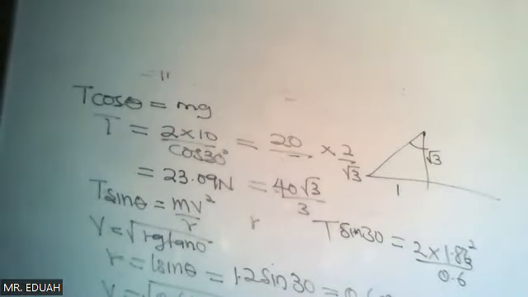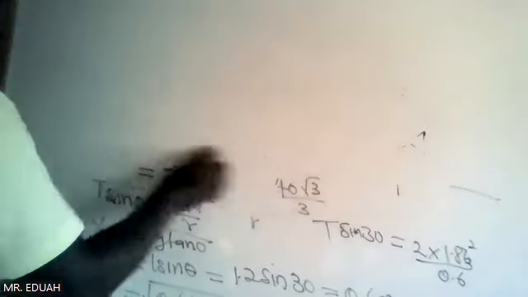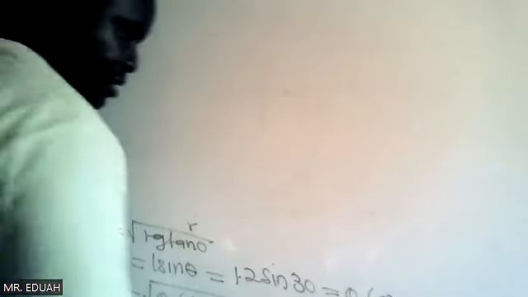Please, if given a question without the acceleration due to gravity, do you have to assume it so you can solve? Usually, if it is not given to you, use 10 meters per second squared. If you are to use 9.8, it will be stated. Okay, sir.